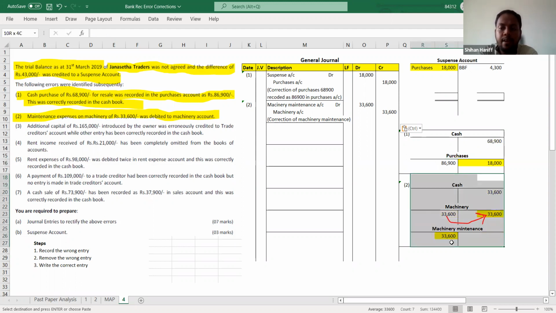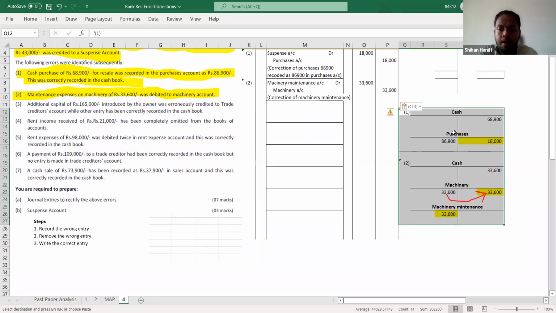But if you take the second transaction, cash credit 33,600, machinery debit 33,600. There is no difference. So it won't go to suspense account. I hope it's clear. Right, let's move to third one.